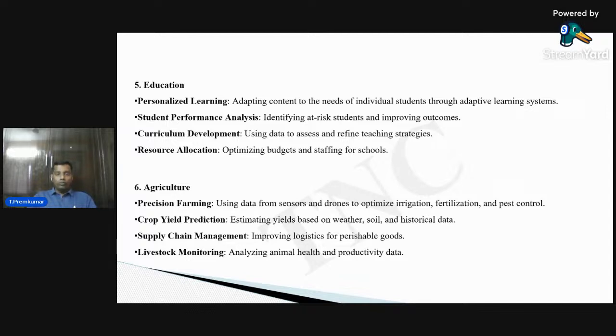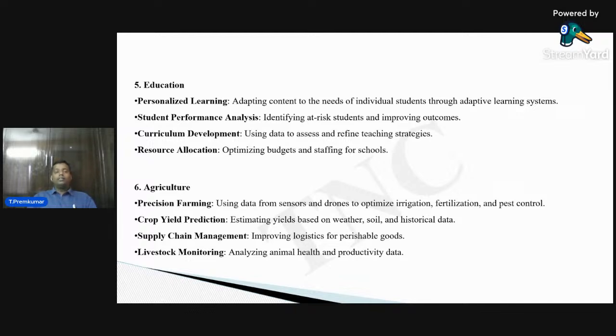When you go for resource allocation, here we are optimizing the budgets and the staffing for the schools. So the number of staff and the students who are going to be involved in this. For that, we are optimizing the budget and the staffing for the schools, which comes under resource allocation.